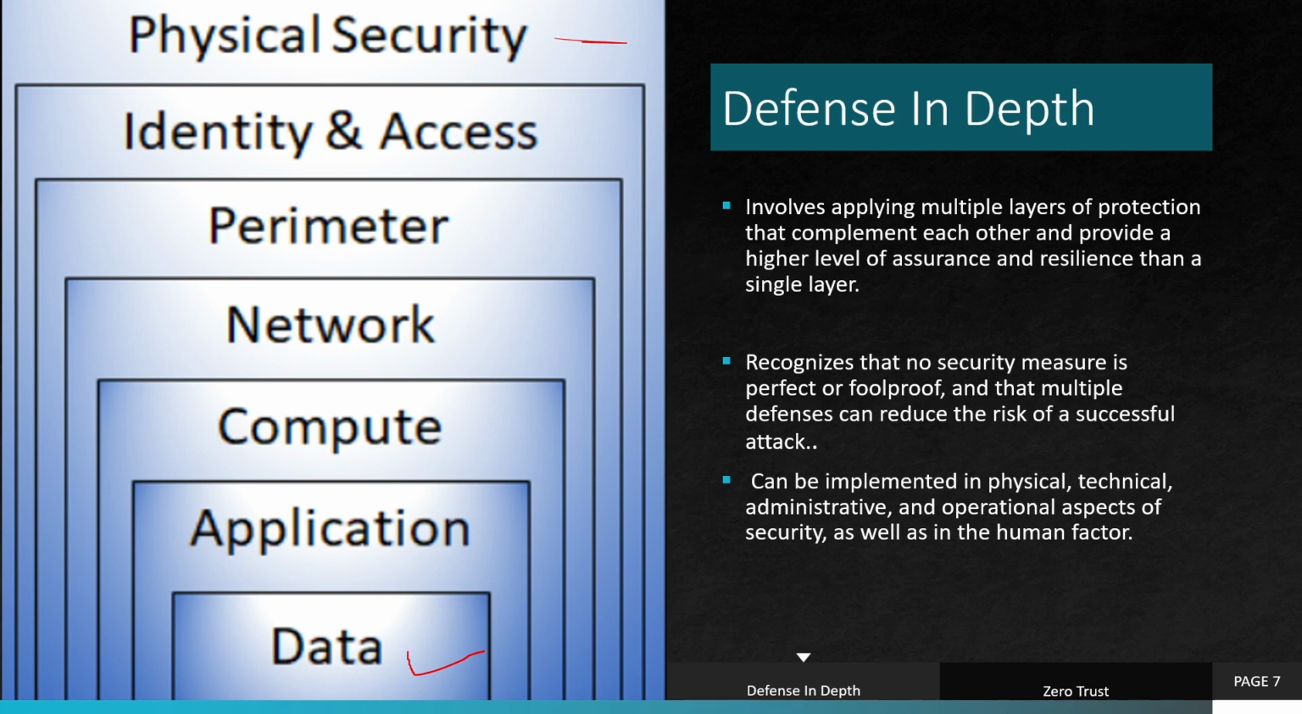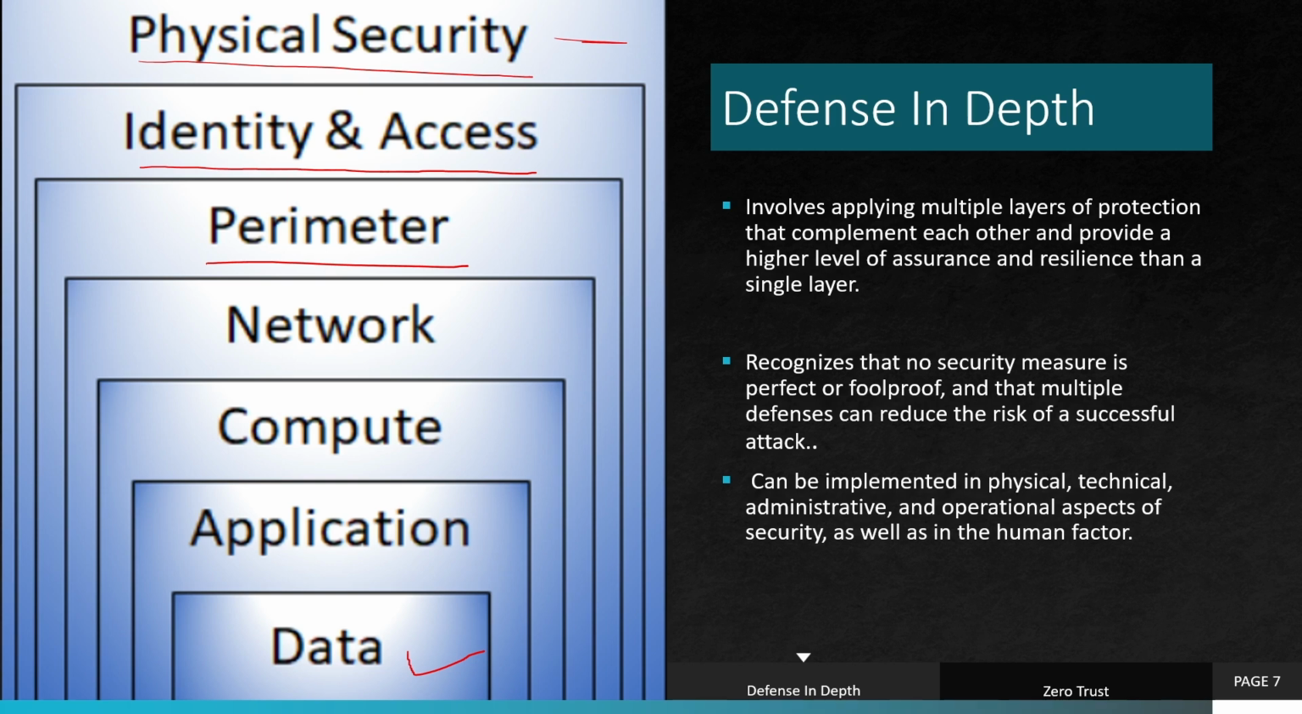And it also helps to reduce the impact of breach because it contains the scope and the severity of the damage. For example, if somebody breaches your physical security, then the identity and access, of course, is going to be there protecting the down layers of your IT environment. Of course, if the person is able to breach identity and access, then the perimeter will be there to protect it, and so on and so forth.